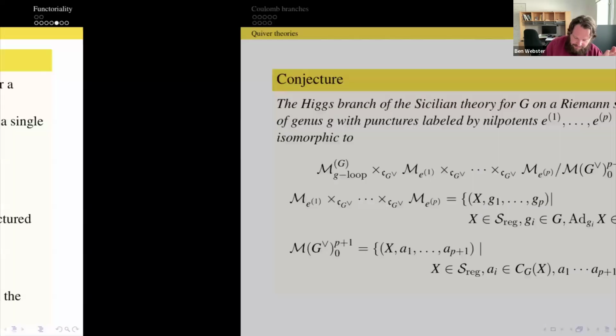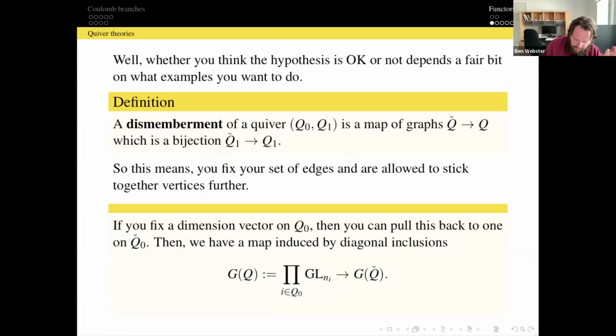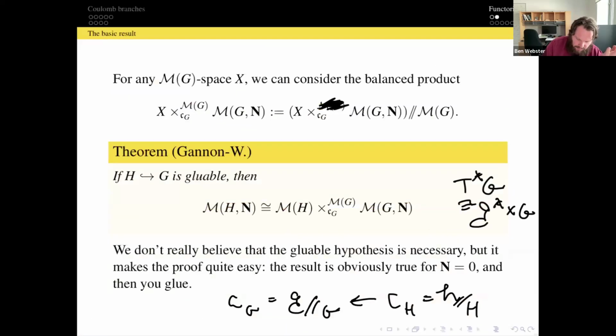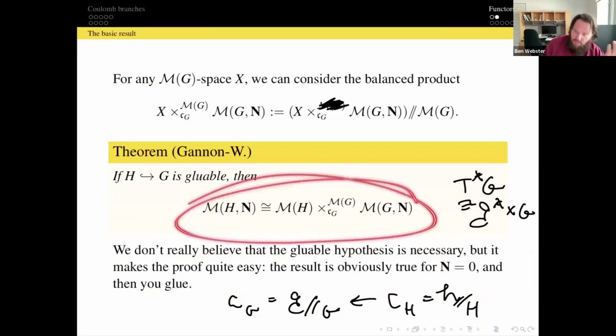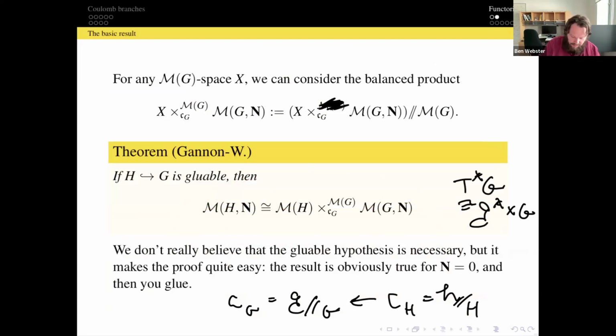But of course, there's nothing fundamental about gluing once you've gotten here. We prove this by basically saying this guy is glued together from two copies of M of H, and this guy is glued together from two copies of M of G. This theorem is obvious if n is 0, so I can just glue those two isomorphisms together to get this isomorphism. But probably this isomorphism is still true, and you just have to construct it in a slightly different way.